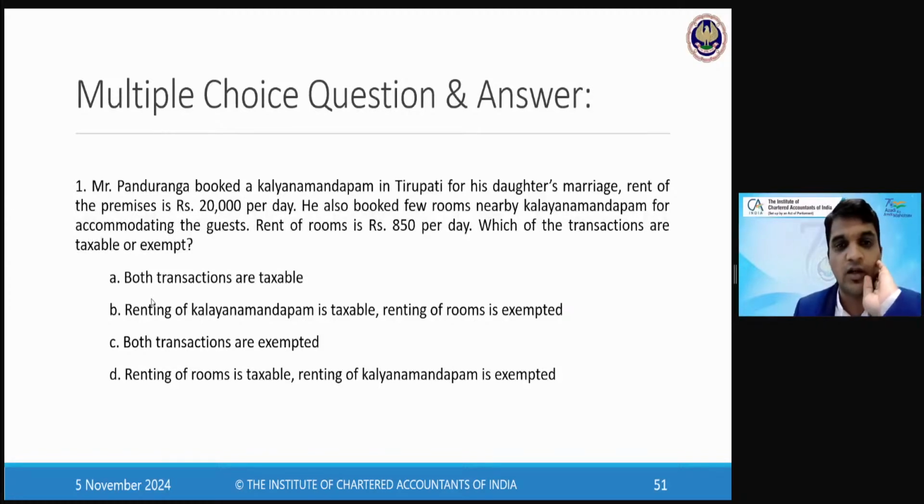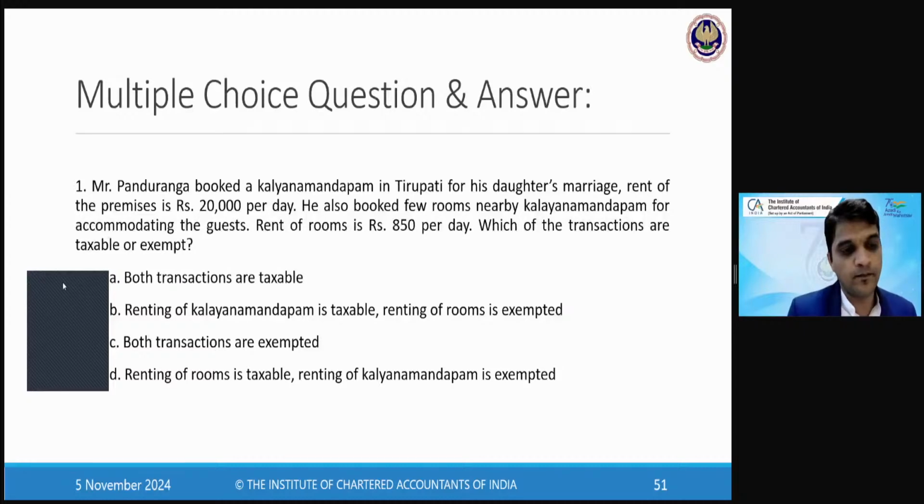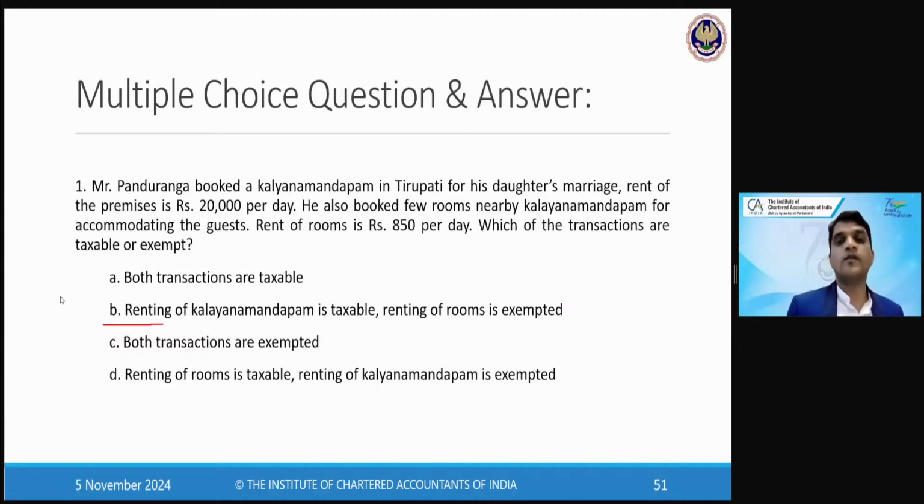Okay, very, very confusing crowd. If you are saying B, the correct answer is B, because renting of Kalyana Mandapam is taxable because the value is 9,999. Renting of rooms, the limit is 999, which is below. So renting of rooms is exempted and Kalyana Mandapam is taxable. The correct answer is B. Why confusion in that? A few people got confused.